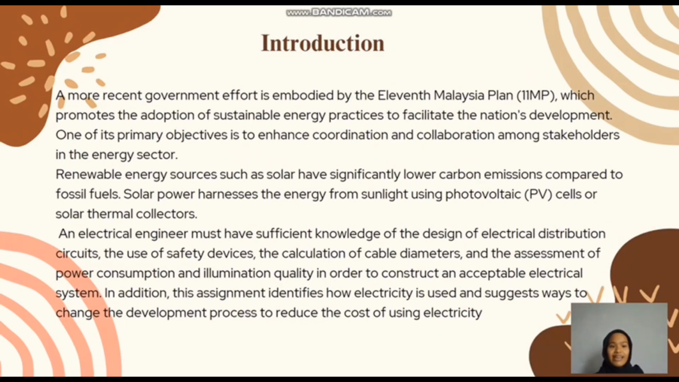An electrical engineer must have sufficient knowledge of the design of electrical distribution circuit, the use of safety device, the calculation of cable diameter, and the assessment of the power consumption and power quality in order to construct an acceptable electrical system. In addition, this assignment identifies how electricity is used and suggests ways to change the development process to reduce the cost of using electricity.